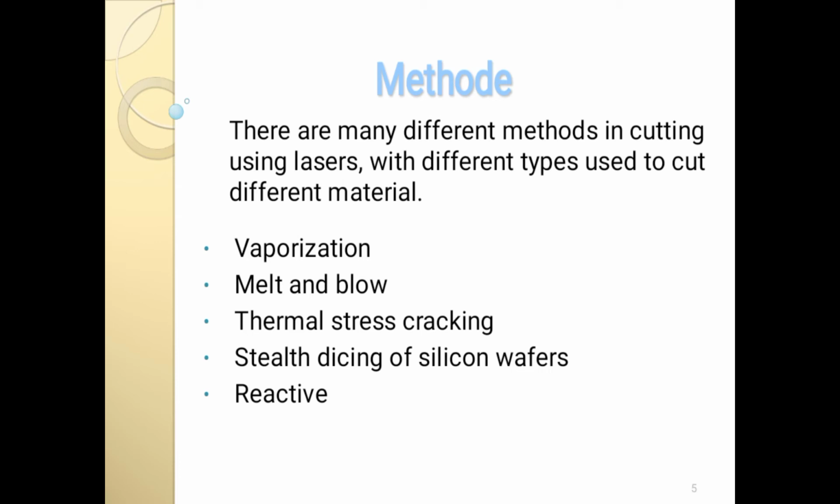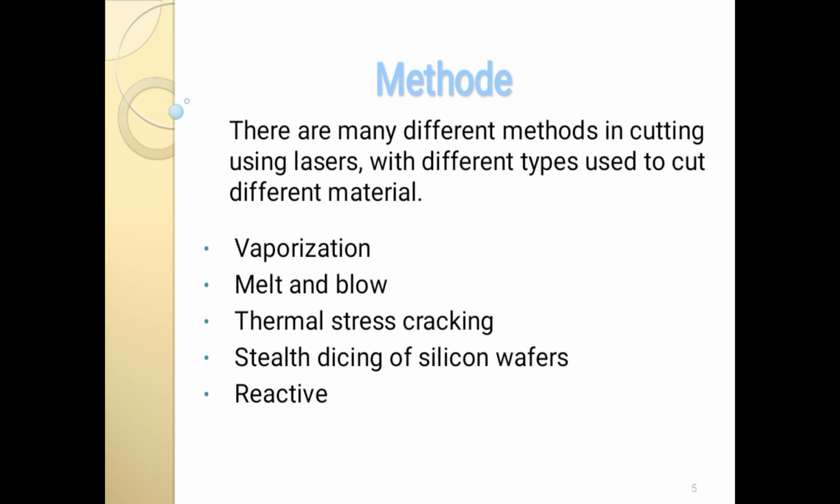Second method, melt and blow. Melt and blow, or fusion cutting, uses high pressure gas to blow molten material from the cutting area, greatly decreasing the power requirement. First, the material is heated to melting point, then a gas jet blows the molten material out of the kerf, avoiding the need to raise the temperature of the material further. Materials cut with this process are usually metals.